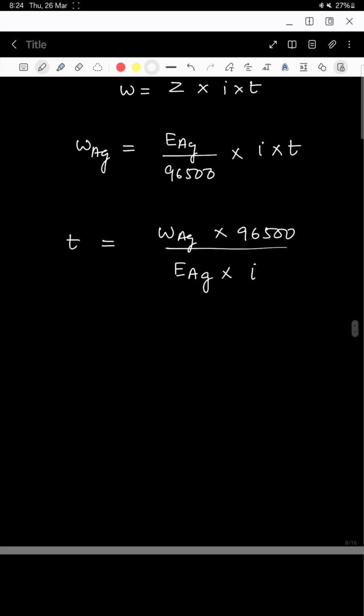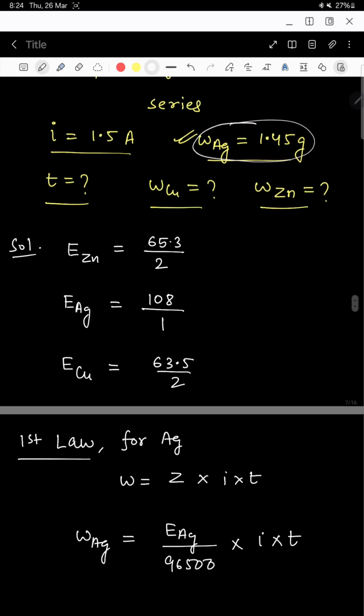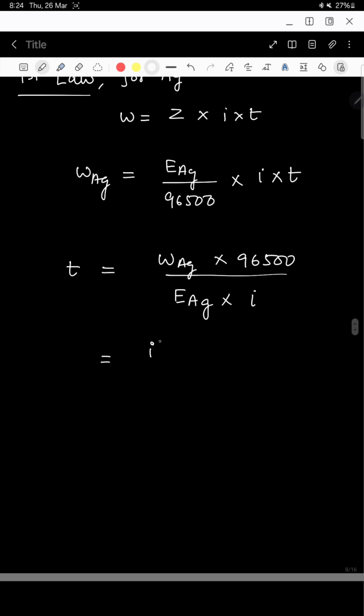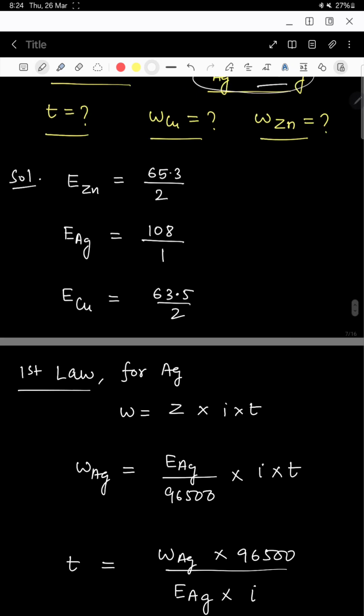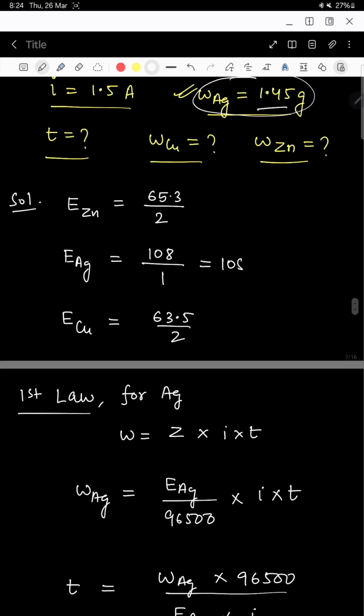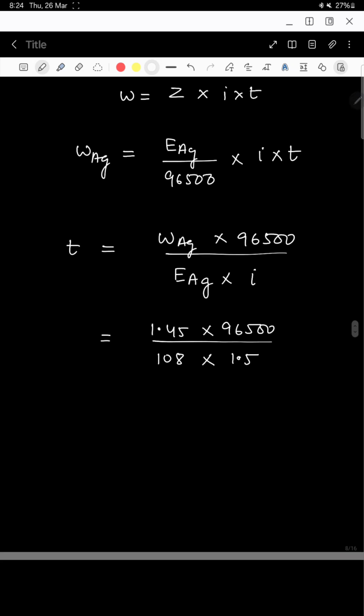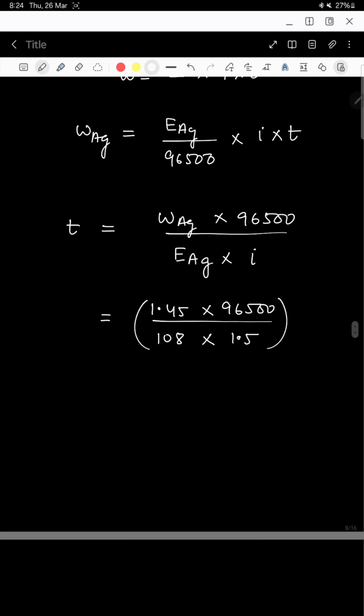So the mass of silver that is getting formed here is 1.45 gram. So I will simply write 1.45 gram here, multiplied by 96500 divided by equivalent mass of silver, which was 108, and the current is 1.5 ampere. That is already given in the question. Equivalent mass of silver is 108 only and the current is 1.5 ampere, given in the question itself. So this will be the time in seconds. Remember, the time that we get from this equation will always be in seconds.